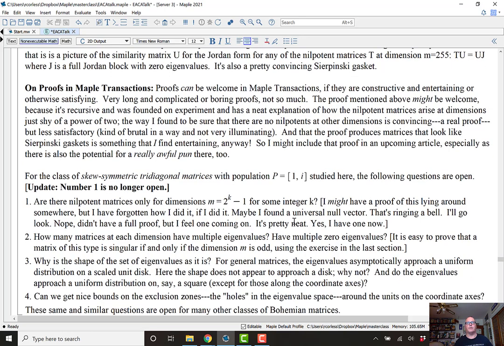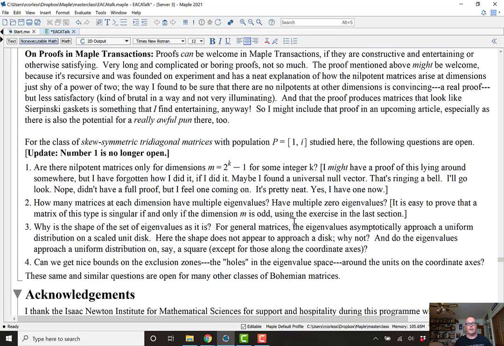So here's some open questions. Well, I answered number one, and that's what I'll talk to you about in the last 10 minutes of the talk. The one that I've solved and I'll prove is that there are nilpotent matrices only for dimensions one less than a power of 2. And I have completely characterized them. So we have exactly 1 at m equals 1. We have exactly 2 at m equals 3. We have exactly 4 at m equals 7. We have 8 at m equals 15, and so on.